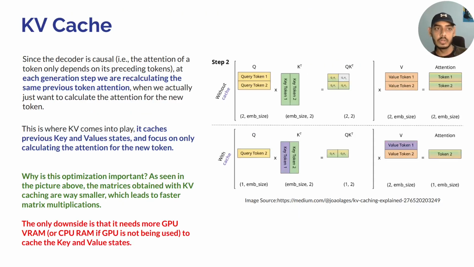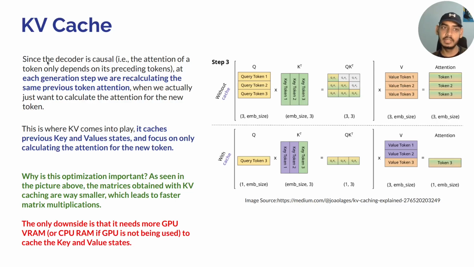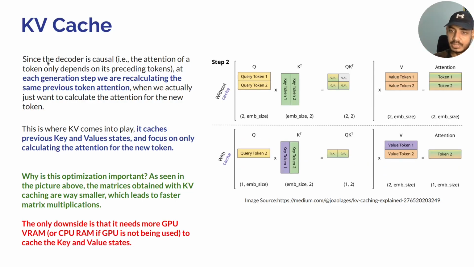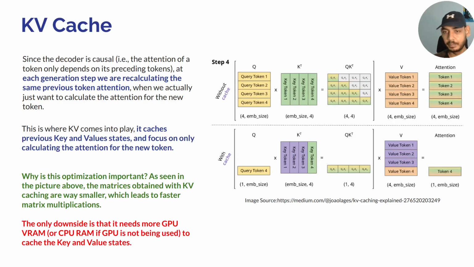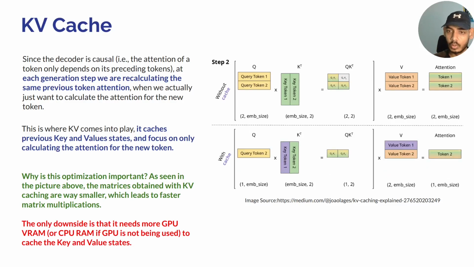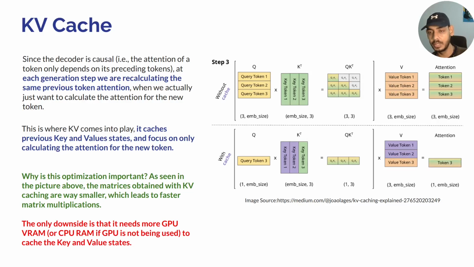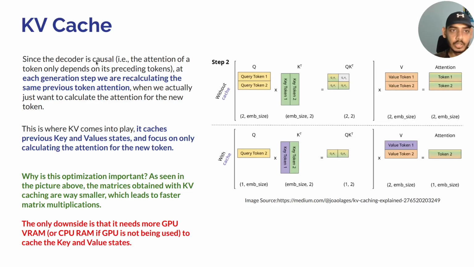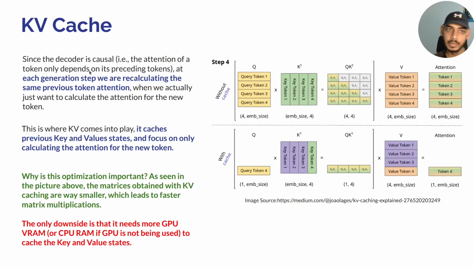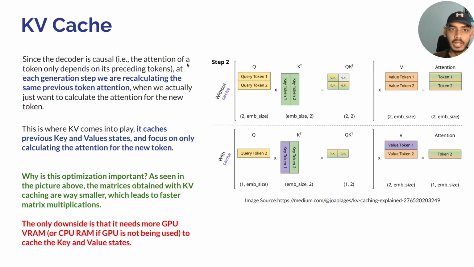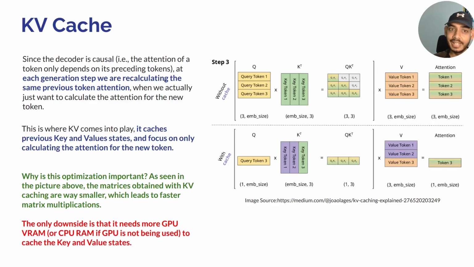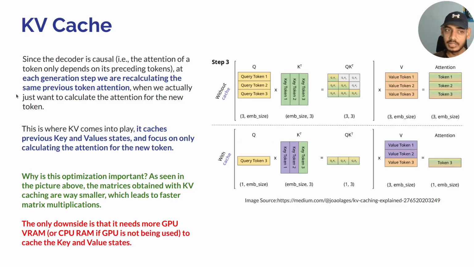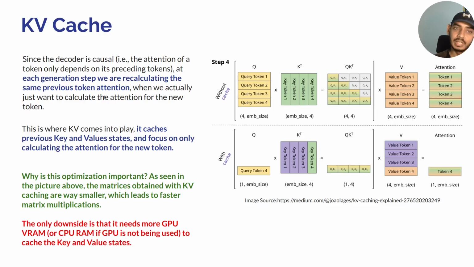Now, the decoder is causal. By that it means every token that is getting generated depends on the previous tokens, as we saw with "a robot may". Since the decoder is causal, the attention of a token only depends on the preceding tokens. At each generation step, we are recalculating the same previous token attention. Some calculations are recalculated continuously.